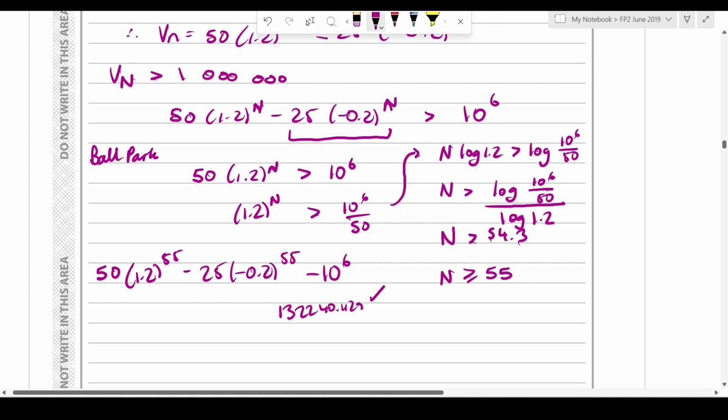So that works. Let's just check, however. Let's do it at 54. And if I do it at 54, I do get a negative value for this thing here where I subtract them. So the correct value is that n is going to be 55. That works.